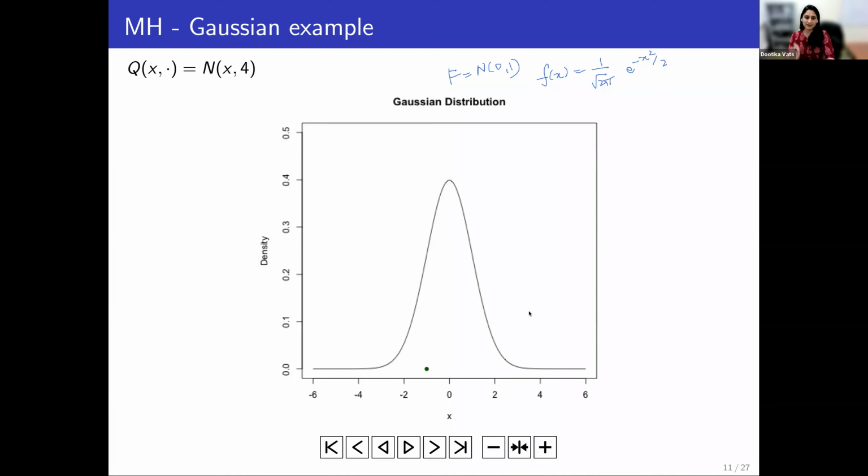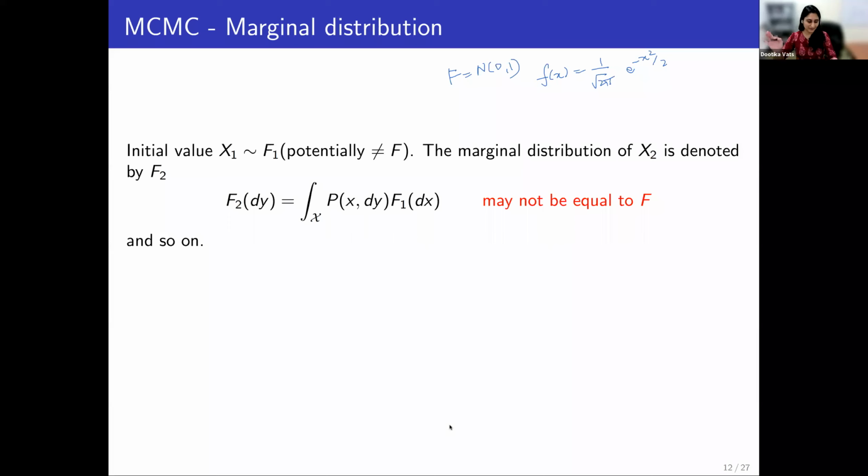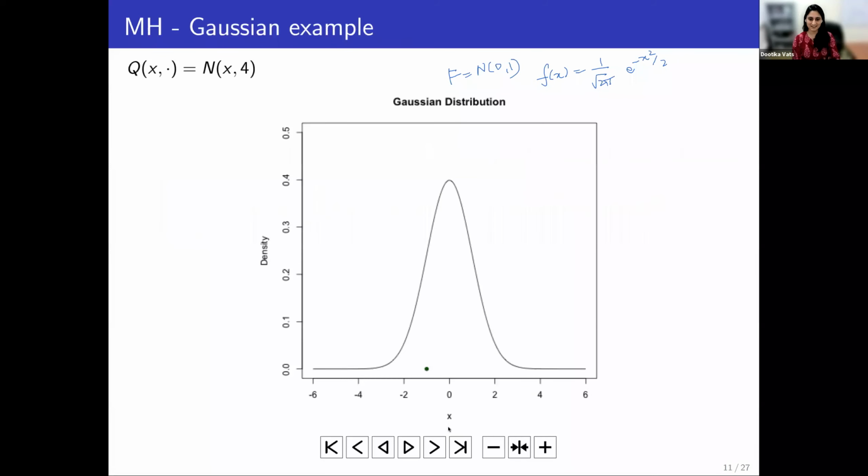Okay, so the green point is where I am. The first thing I do is get my Q kernel. This is the green shaded density function, the density of a normal distribution with mean x where I am and variance 4. Then I propose a value from this kernel. That's this blue point over here. Blue means proposed value.